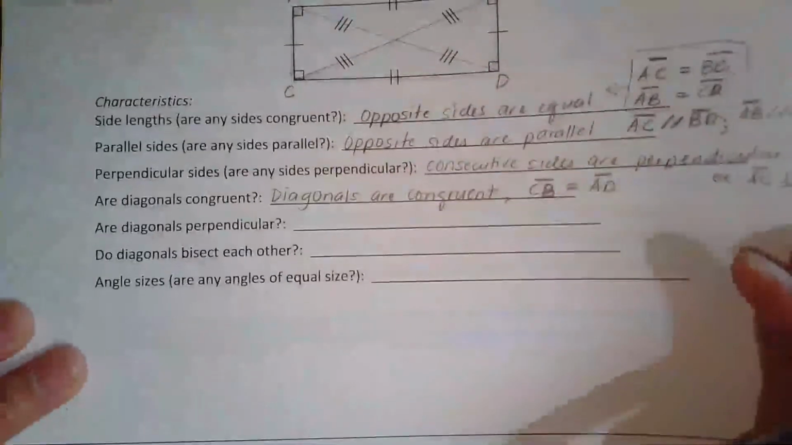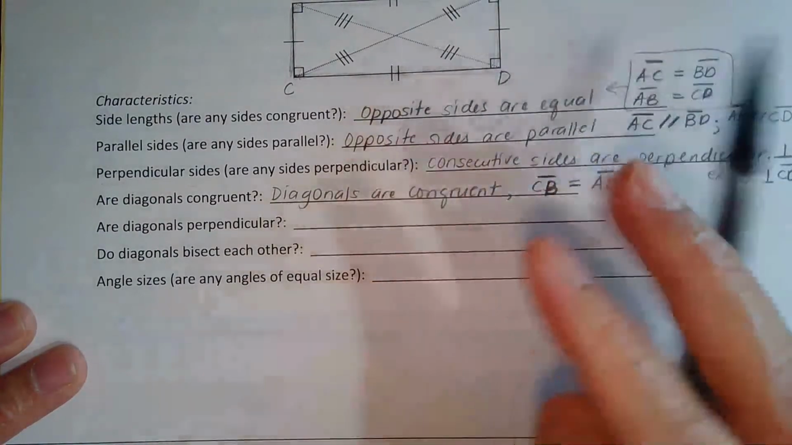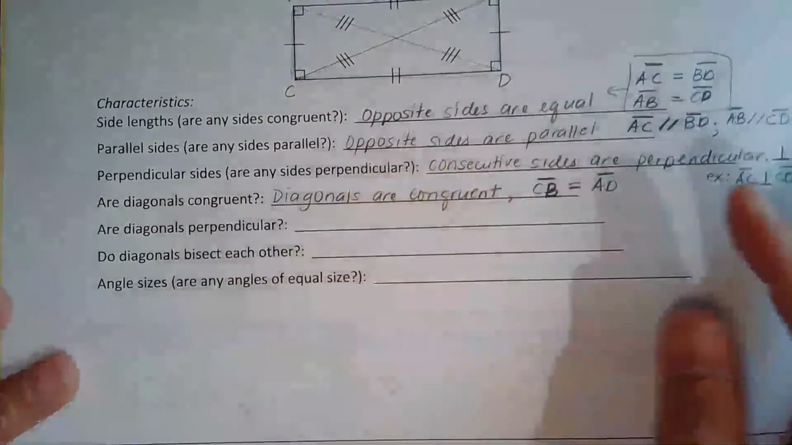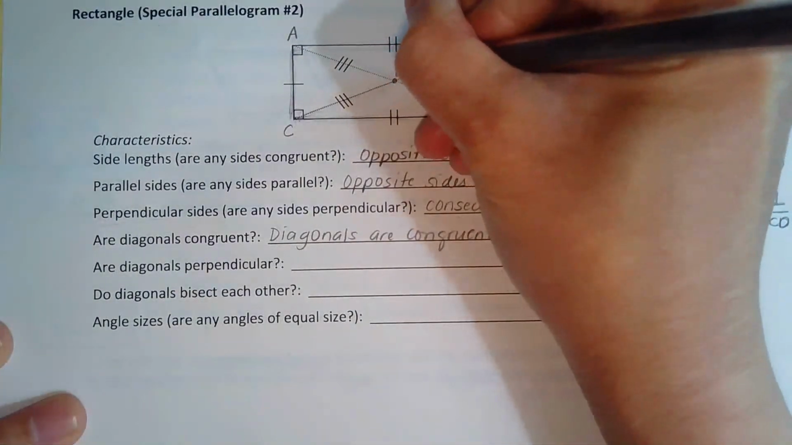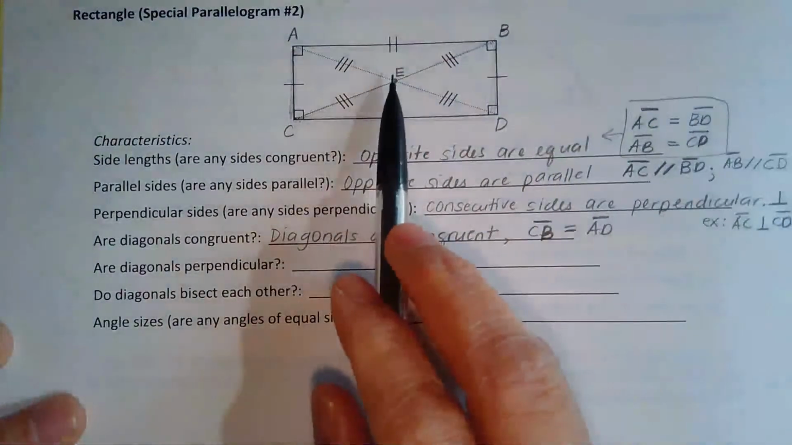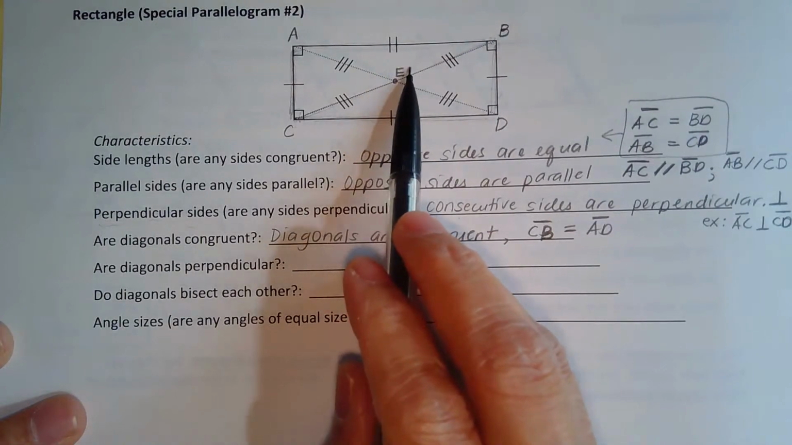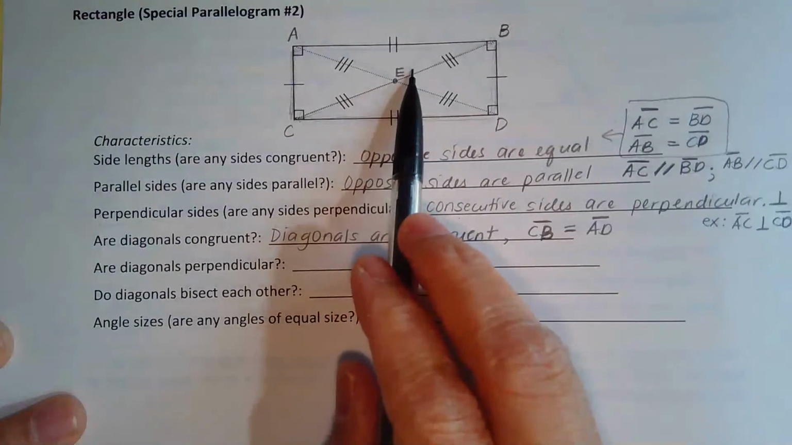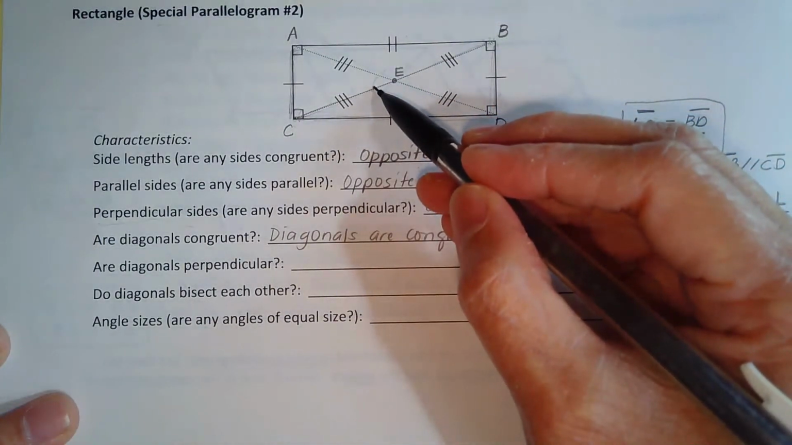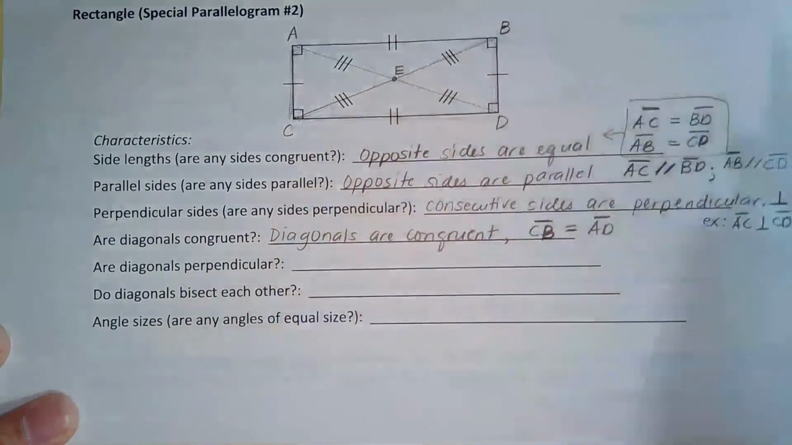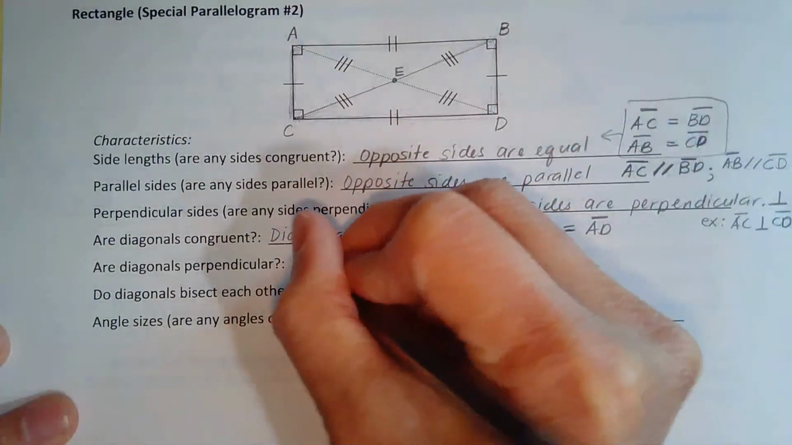Are any diagonals perpendicular? Perpendicular meaning do they make 90-degree angles here at the center? So I'm going to put a letter E at the center. Do they make a 90-degree angle right there? No. In this upper angle here, it's going to be more than 90 degrees. And this little angle right here on the side is going to be less than 90. So the diagonals are not perpendicular.